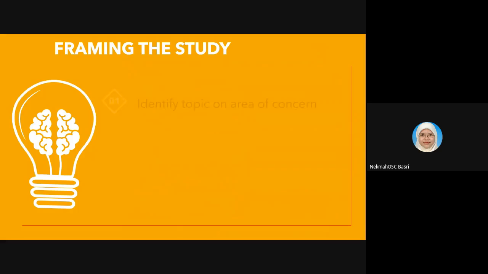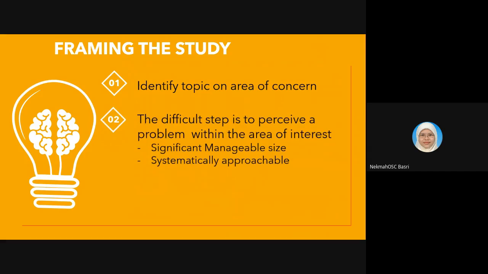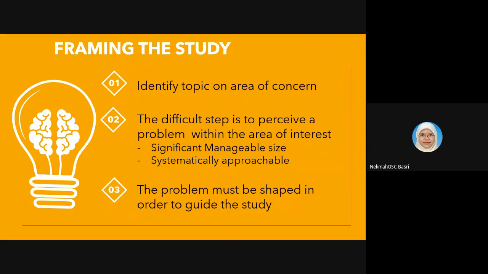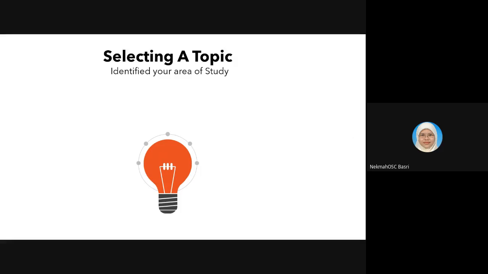Okay, framing the study, we have to identify a topic or area of concern. Then the difficult step is to perceive a problem within the area of interest that is significant, of manageable size, and systematically approachable. And finally, the problem must be shaped in order to guide the study.